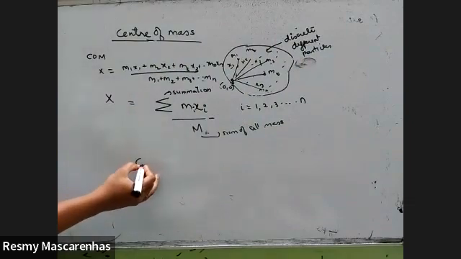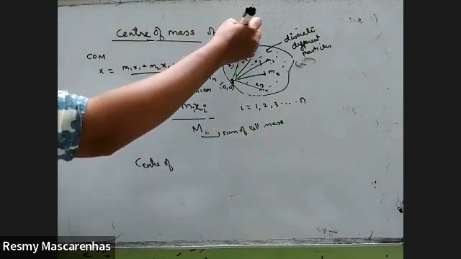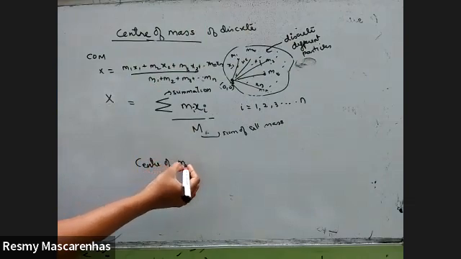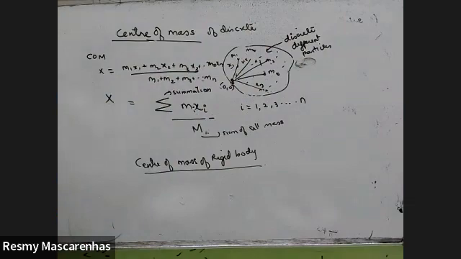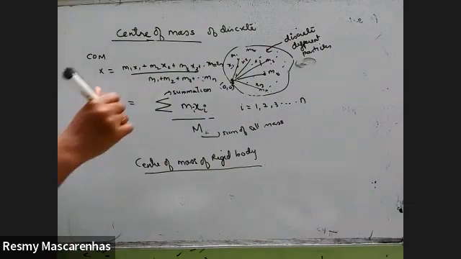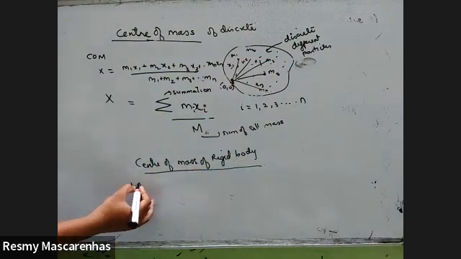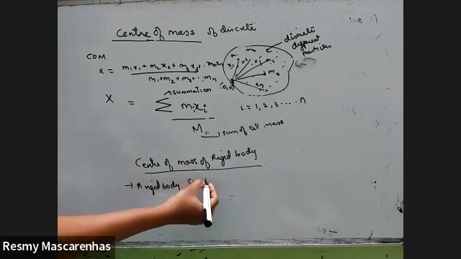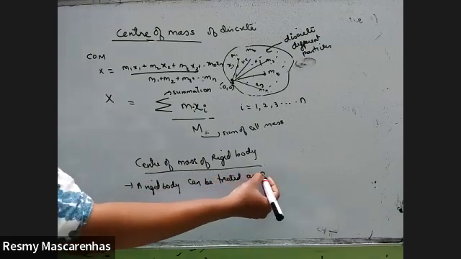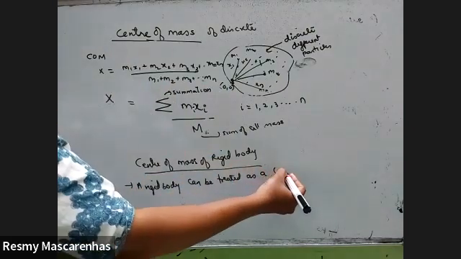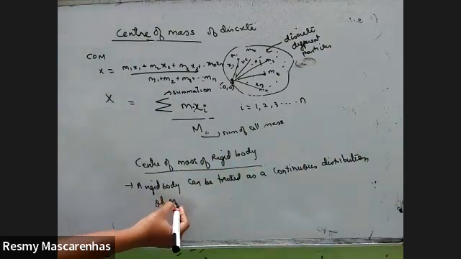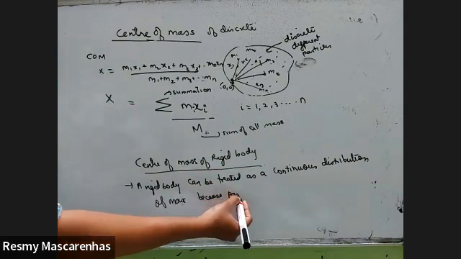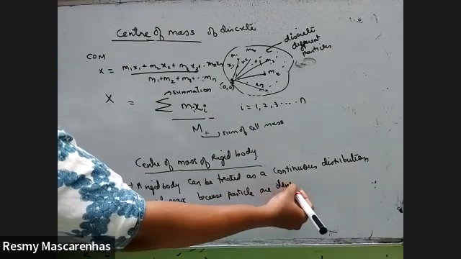But sometimes, for a rigid body, this is not discrete. Center of mass of a rigid body. Rigid body means a solid body which has a lot of particles very packed close to each other. Then a rigid body can be treated as a continuous distribution of mass, because particles are densely packed. Densely means very close to each other.